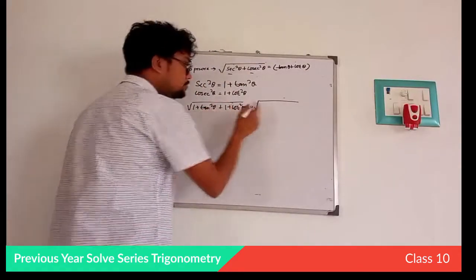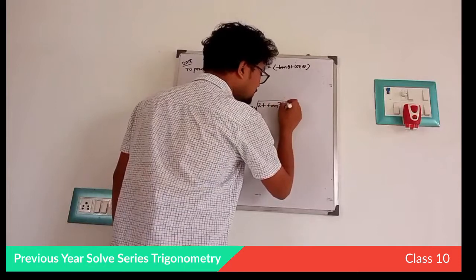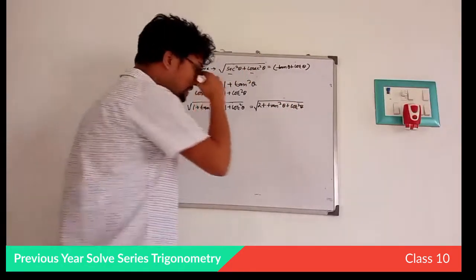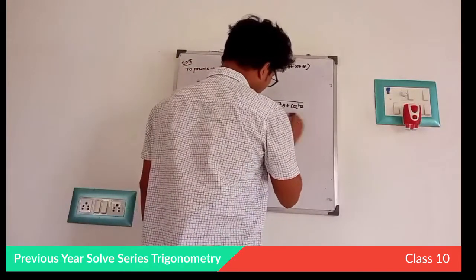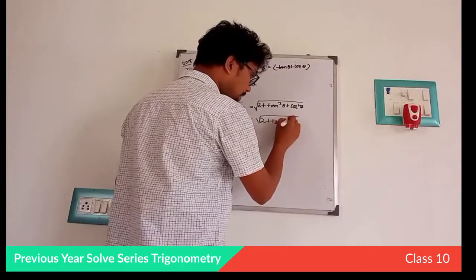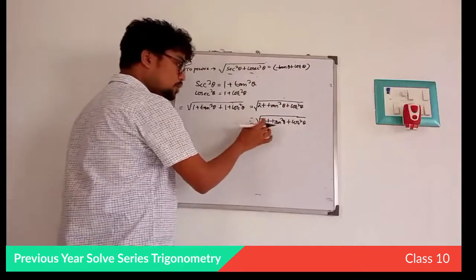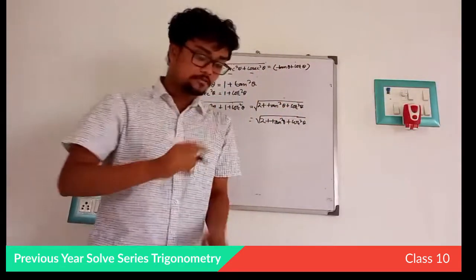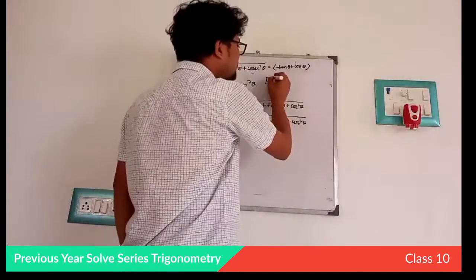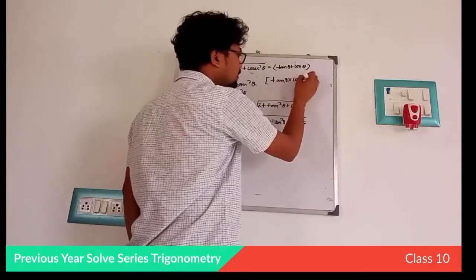Now what happened? 1 plus 1 become 2. 2 plus tan square theta plus cot square theta. Fine. Now listen very carefully. We get 2 plus tan square theta plus cot square theta. Listen very carefully. Now, what is the value of the product tan theta into cot theta?